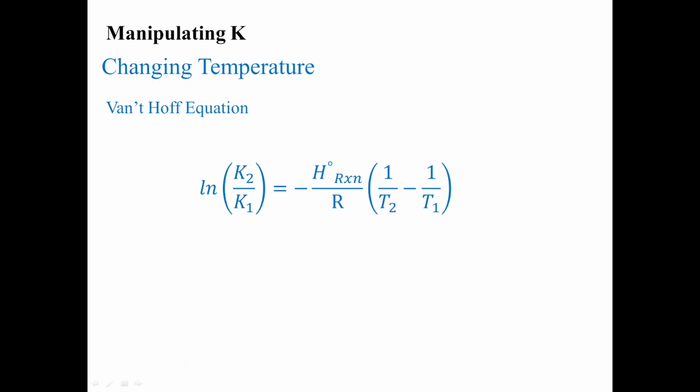And so this is done through the Van 't Hoff equation, which seems a little daunting, but it's not too bad. We have the natural log of K2, our new equilibrium constant, divided by K1, our previous equilibrium constant, is equal to the negative, and try to keep in mind that negative needs to be there. The negative of our enthalpy of our reaction divided by R, the ideal gas constant, multiplied by 1 over T2, which is our new temperature, minus 1 over T1, our previous temperature.